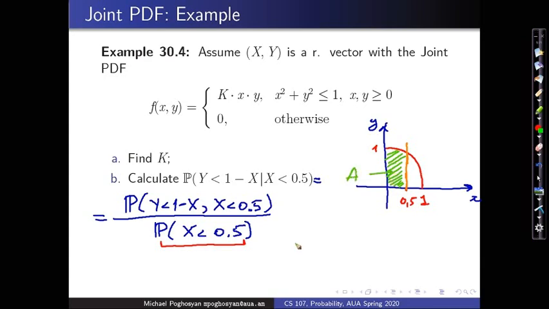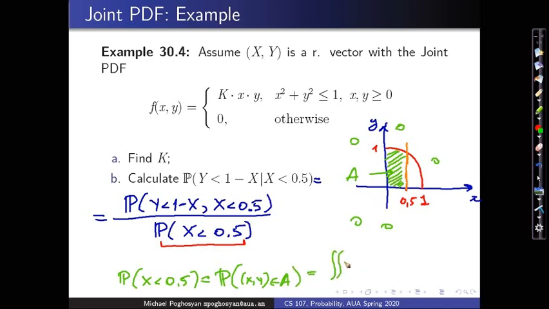If I denote that by A, these are the points that can happen, and the coordinate x is less than 0.5. What I mean by that they can happen, because f is 0 here, 0 here, 0 here, so the points here cannot happen, so only this part remains. So the probability that x is less than 0.5 is the same as the probability that my point xy is in that green region A, and this is exactly the double integral of our f over A. And for A, our f is k times xy. We have this value of k now, dx dy.